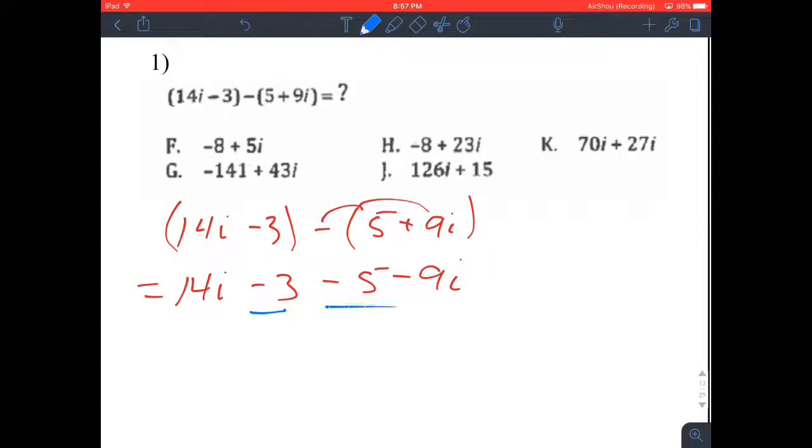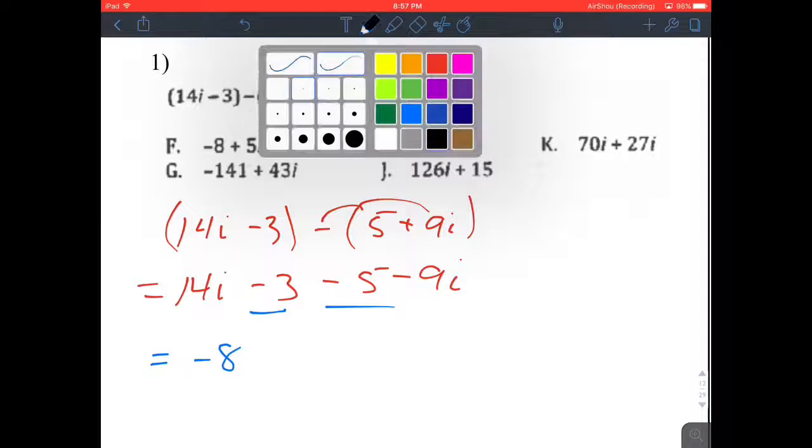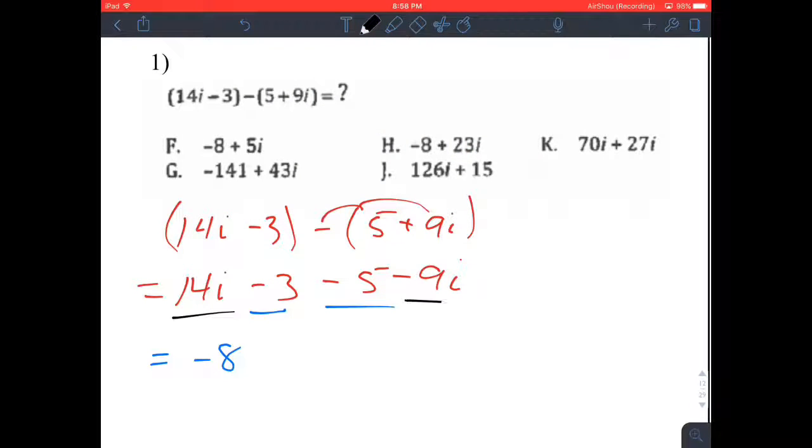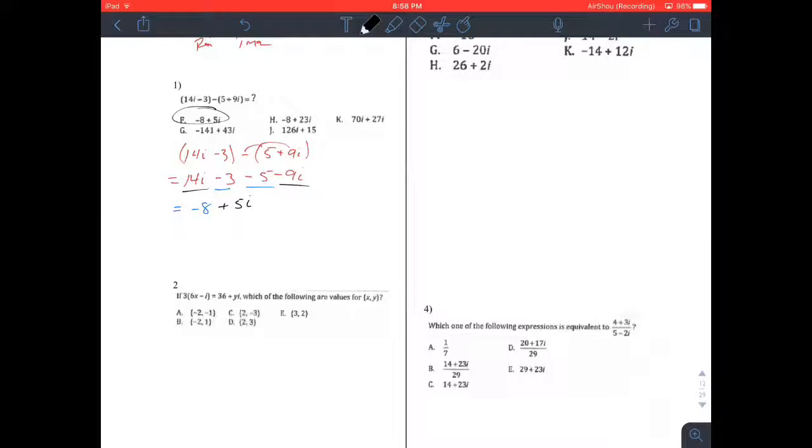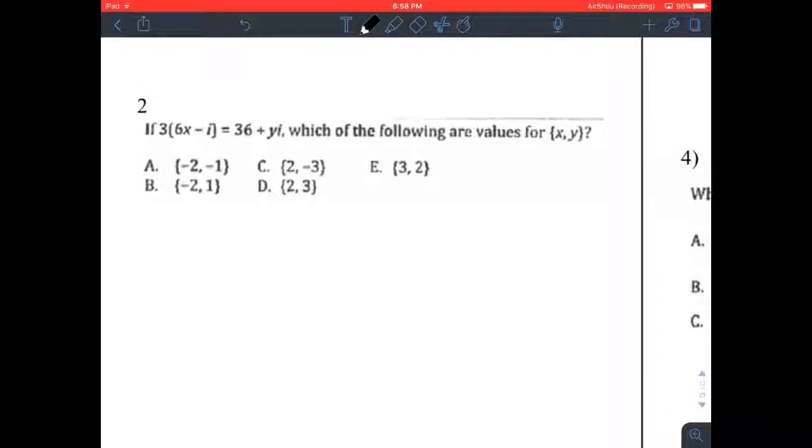minus 3 and a minus 5 is negative 8. Plus 14i and a minus 9i is going to give us a plus 5i. So the answer is negative 8 plus 5i. Essentially, you're just combining like terms. Imaginary numbers are like terms, real numbers are like terms.